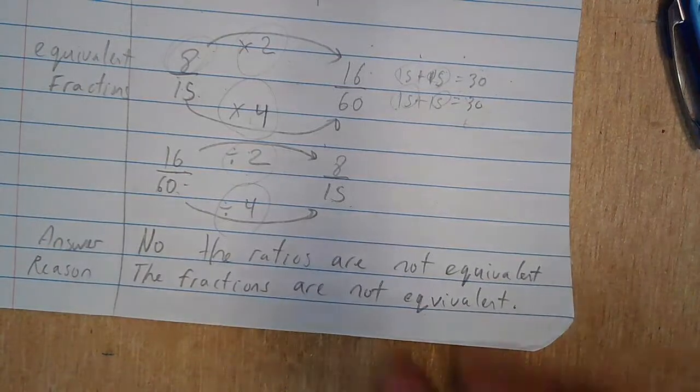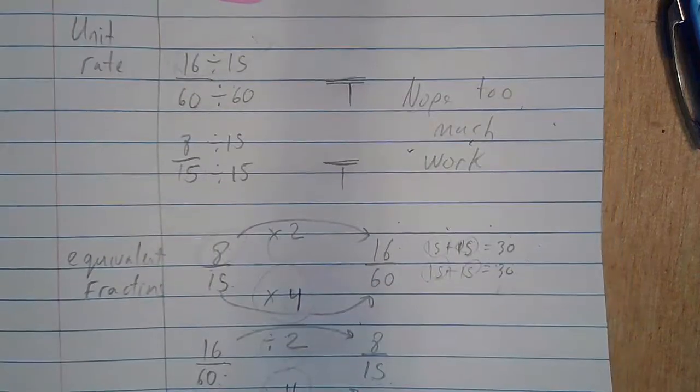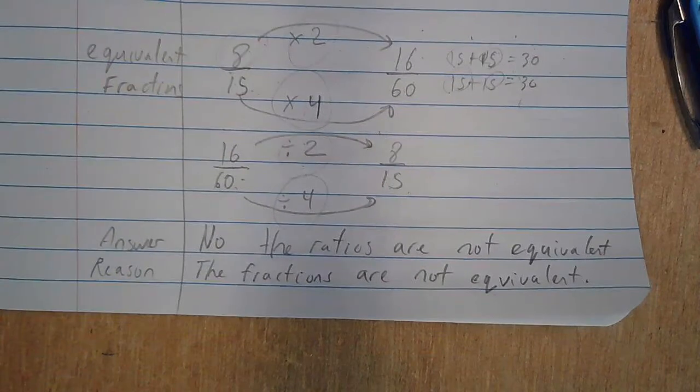And that's it. You have 2 ways of doing this to find out if ratios are equivalent. Use unit rates, use equivalent fractions. Sometimes one method won't work. Sometimes both will work. Sometimes neither will work, but that's rare. So keep it up, and we're done. That's it for guided practice. Okay, and here you see the answer again. All right, that's it.